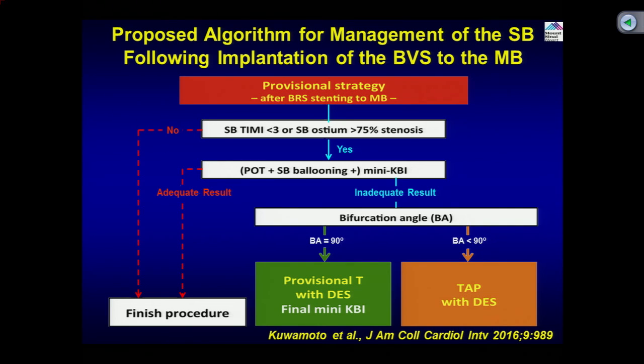Now, if you cannot have the provisional, as we understand that particularly if you have more than an angle of 90 degrees, then you can put a BRS or BVS in the side branch, not a problem. But the key is to have just a very little kissing balloon dilatation pre or post, very important. And of course, if you have more angulation, then you have to use a TAP. So, TAP or T in the provisional.